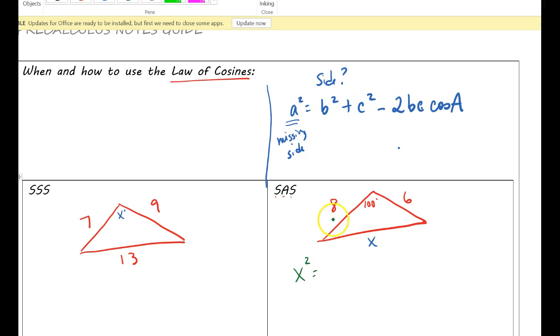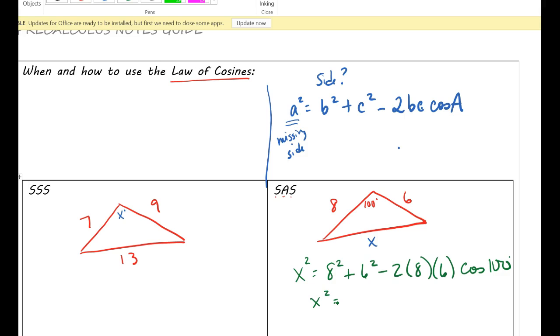So B squared, maybe that could be B. So 8 squared plus C squared minus 2 times the other two sides, 8 and 6, times the cosine of 100. So see how nice that is? Whatever you're looking for, the one across from it is the thing that goes in the front. And then type all of this into the calculator in one big string exactly as you see it. Okay? So I'm going to do that while you're doing that.